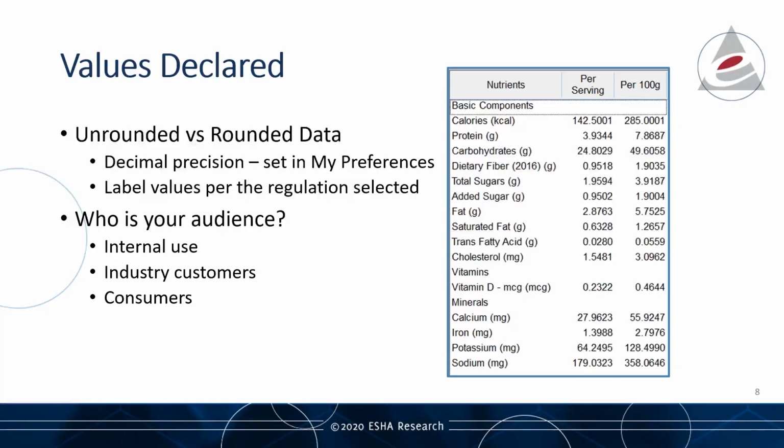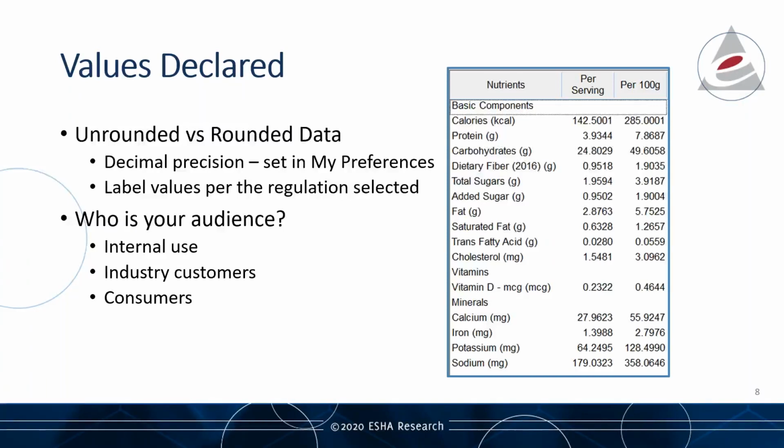For instance, it would make sense to use rounded values with some decimal places showing for internal purposes, and your organization might want to determine the degree of precision that you work in. When sharing information with your industry customers, so you want to provide a spec sheet, it may need to have a certain amount of decimal precision to get the proper information across.